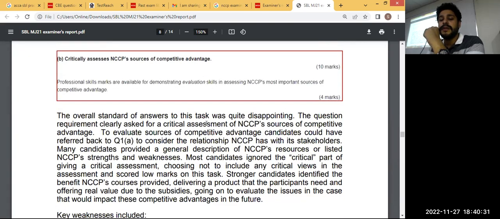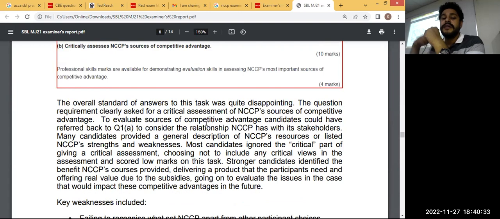Let's look at part 1B. The overall standard of the answers to this task was quite disappointing. I know it was a difficult question. It was not an easy question as compared to part A. The question requirement clearly asks for the critical assessment of NCCP's sources of competitive advantage. To evaluate sources of competitive advantage, candidates could have referred back to question number 1A.